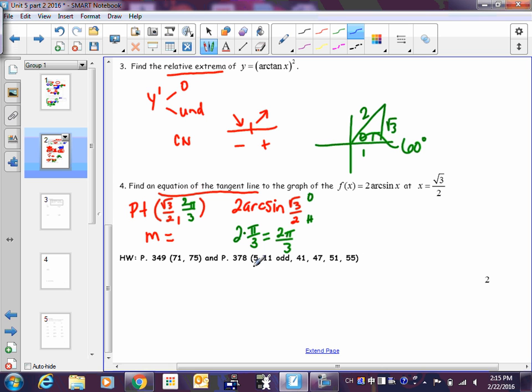Okay, these little problems right here, 5 through 11 odd, are just practicing arc tan of 1 and so on. And the answers are in the back of the book. I think we need to practice that a little bit.